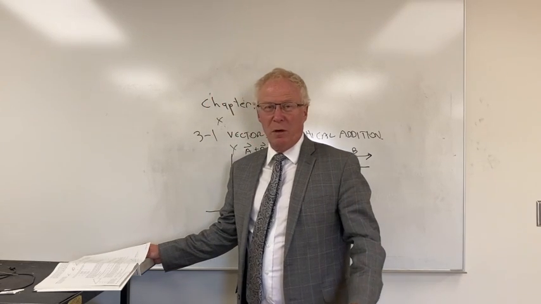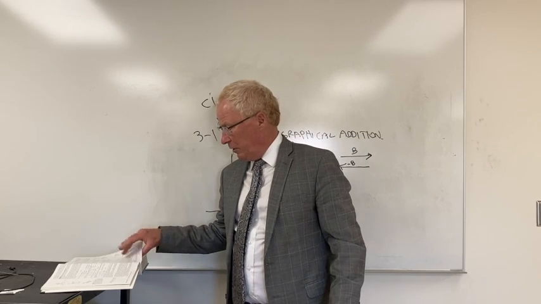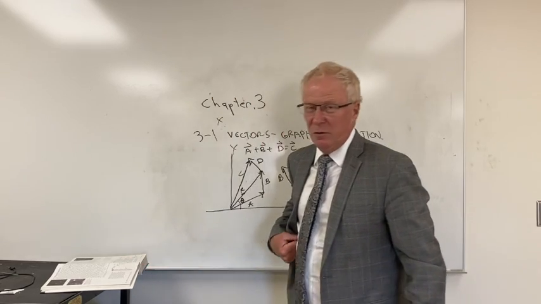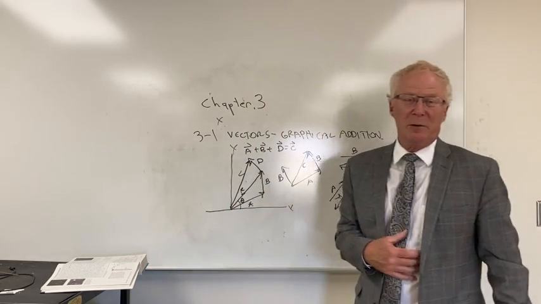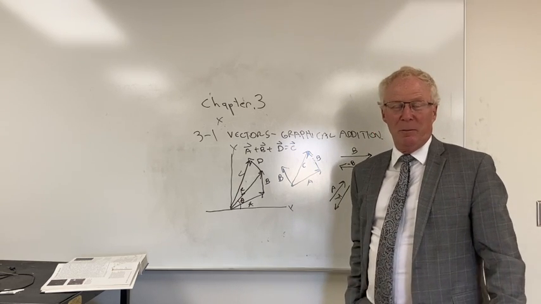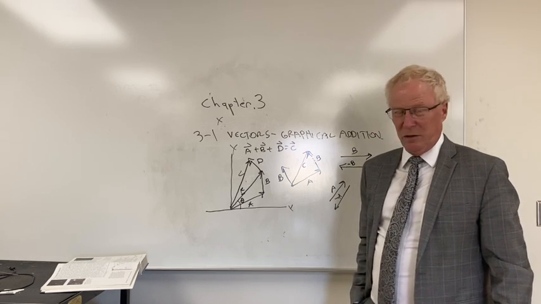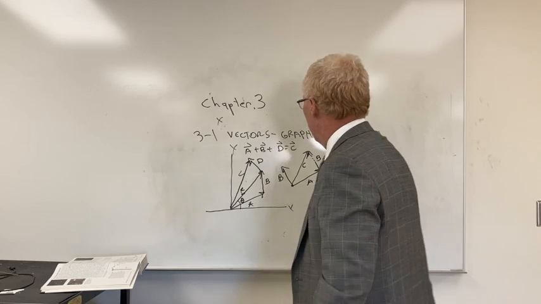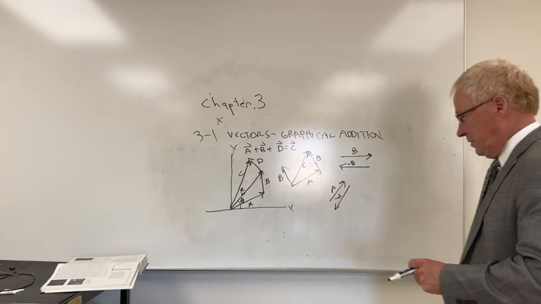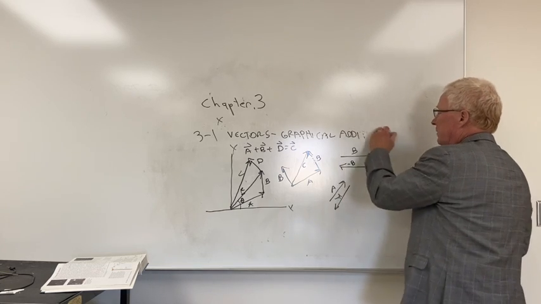3.4 is the component method of adding vectors, which we're not getting into. Very long, complicated section. It uses sine and cosine and trigonometry. It's a method you would use for complicated problems, engineering problems, but for this class, we're not doing that. All right, so that's vectors. I'll move on here now to the next part.